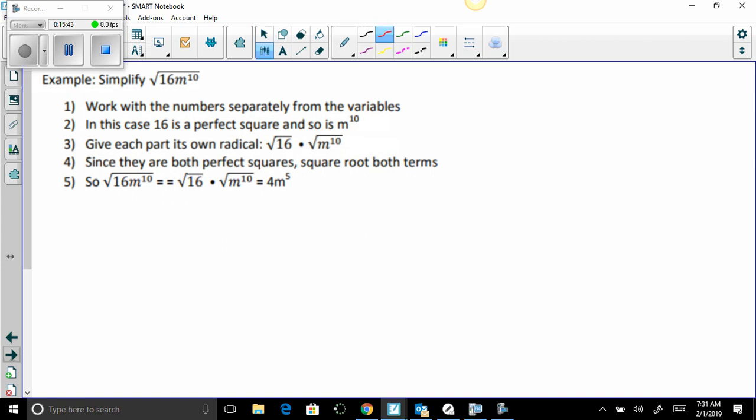Alright, let's simplify the square root of 16m to the 10. Work with the numbers separately from the variables. In this case, 16 is a perfect square and m10 is a perfect square. Bring each one of them into their own radical. That helps you work it out. Since they're both perfect squares, take the square root of both terms. So the square root of 16 is 4. The square root of m to the 10 is m to the 5th. You lose the radical on both of them, but they're both perfect squares. And that is where we got my answer of 4m to the 5th.